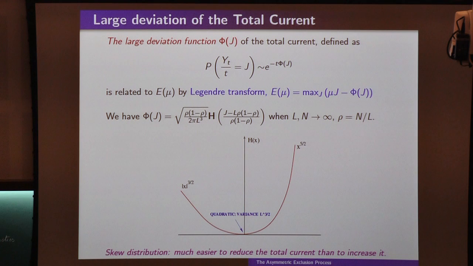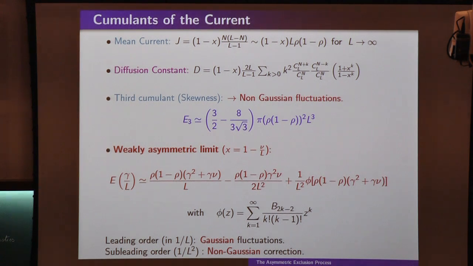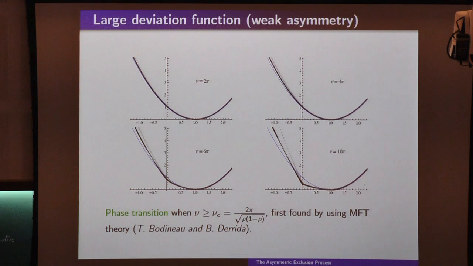Is this the last paper? Yes, yes, he just put it on arXiv 2 weeks ago, maybe, yeah. So using these techniques, you can calculate moments, first moment, second moment, third moment, and you can even, in the weakly asymmetric limit, get the full series, okay, and get Gaussian and non-Gaussian fluctuations.